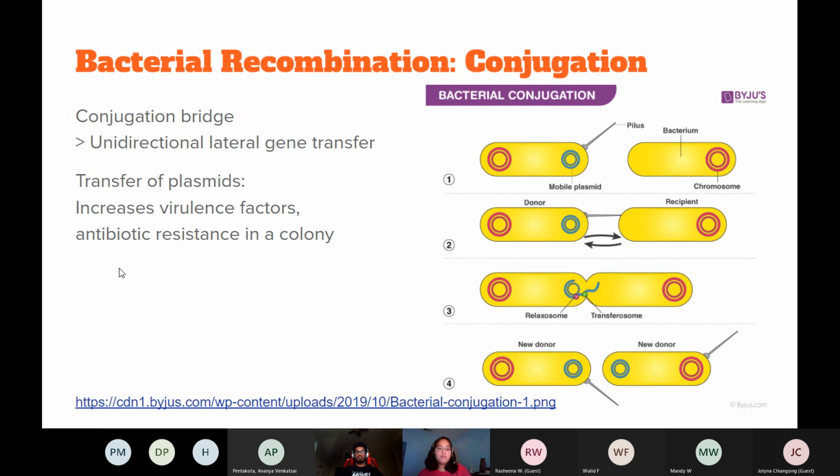And antibiotic resistance is pretty self-explanatory. When you have an antibiotic, a chemical that's designed to destroy the bacteria, antibiotic resistance means the bacteria has developed the ability to resist that antibiotic. It has the ability to resist being destroyed, and so that allows the colony in a lot of cases to get bigger.